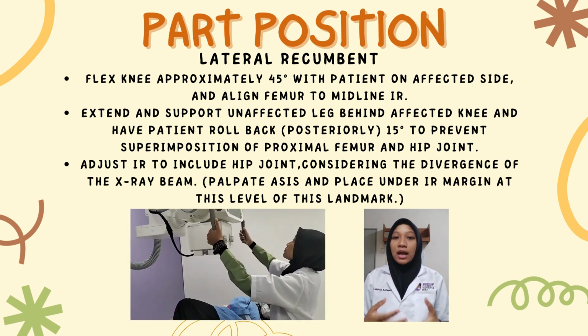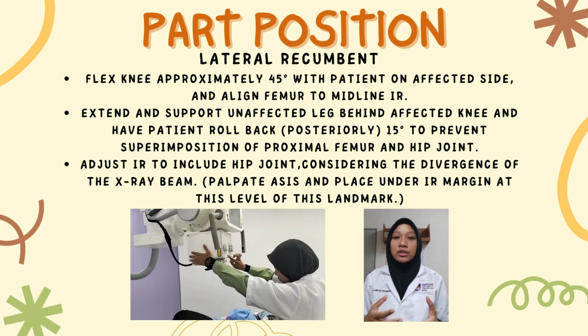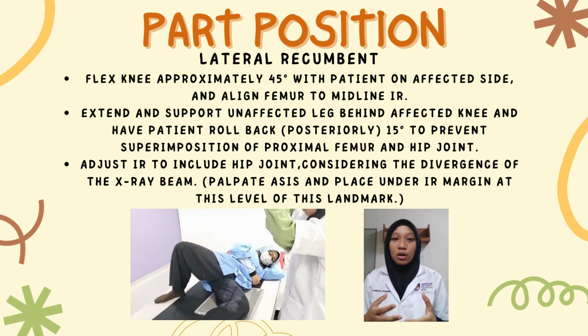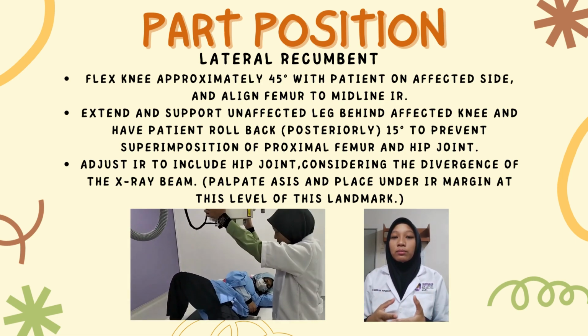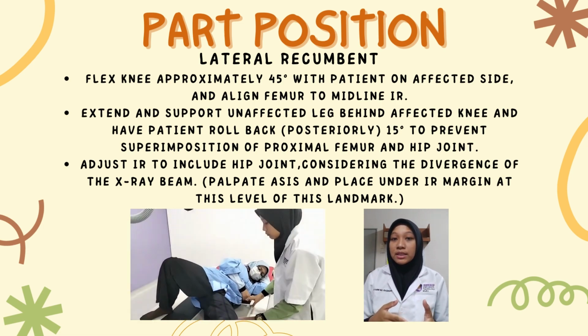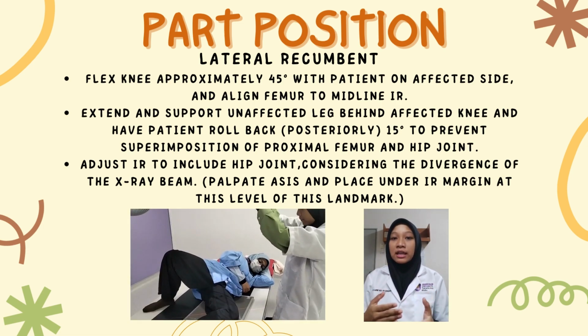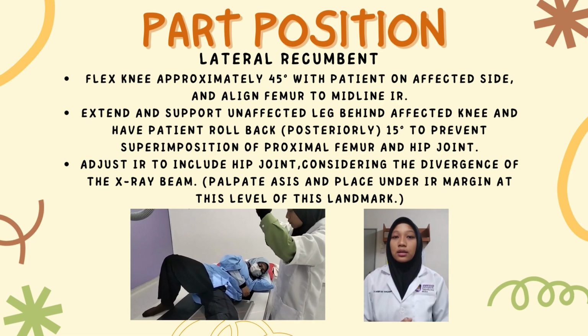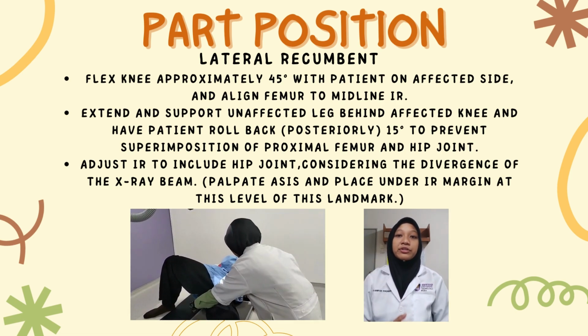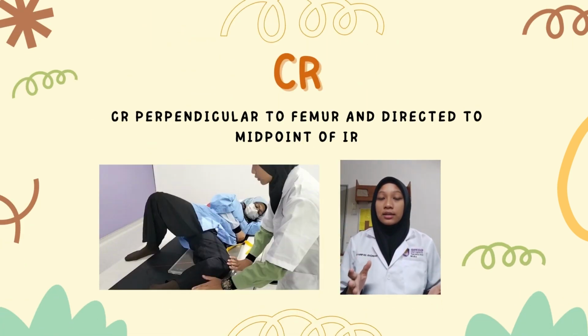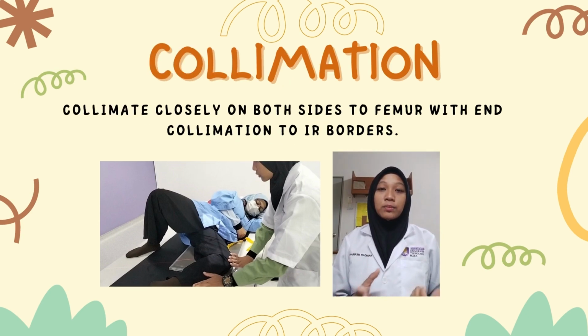We must adjust the IR to include the hip joint, considering the divergence of the X-ray beam. We must palpate the axis and place the IR margin below this level of this landmark. Next, the CR. The CR must be perpendicular to the femur and directed to the midpoint of the IR. Next, for the collimation, we must collimate closely on both sides to the femur with end collimation to the IR border.